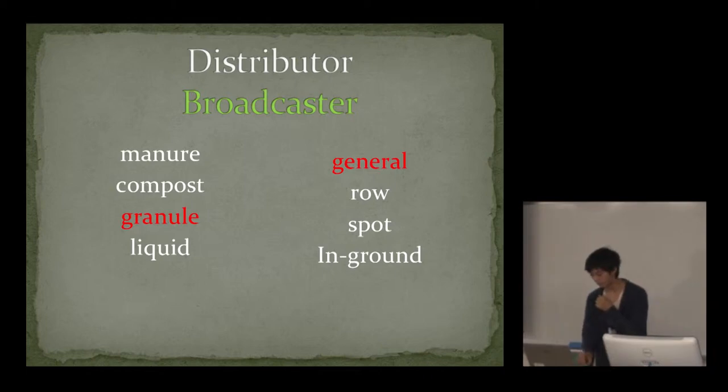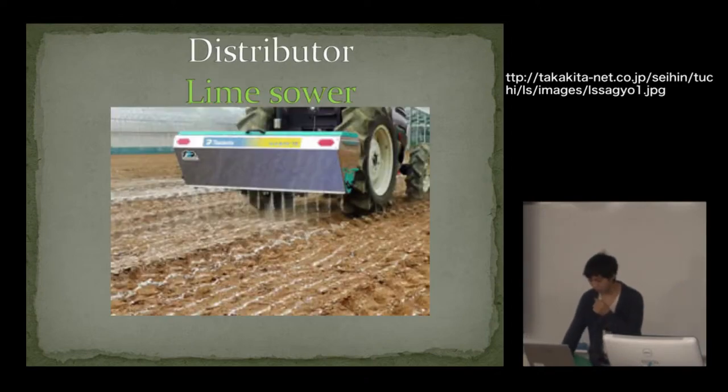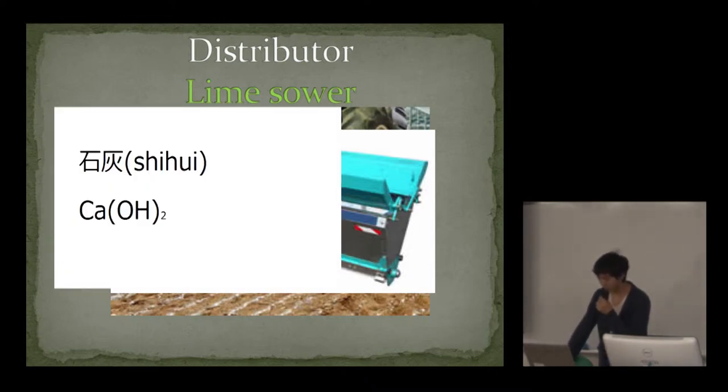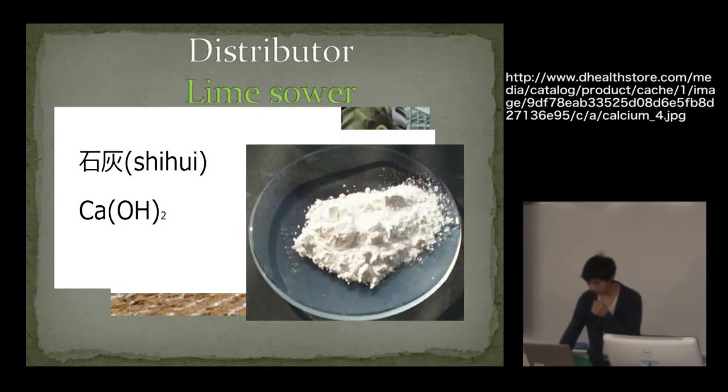Next is lime sower. Fertilizer is granule and application is general. Granule is so light as to be blown away by wind, so this machine distributes it at a relatively low place. Lime is sekkai in Japanese and shihui in Chinese. The chemical formula is Ca(OH)2, a very common fertilizer.